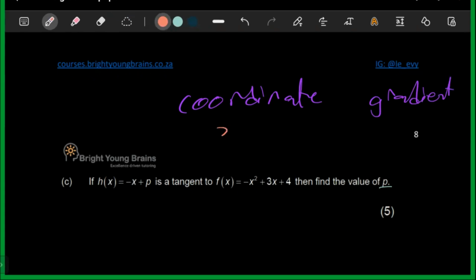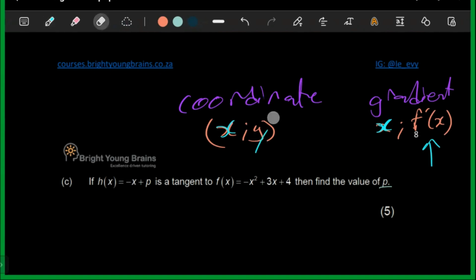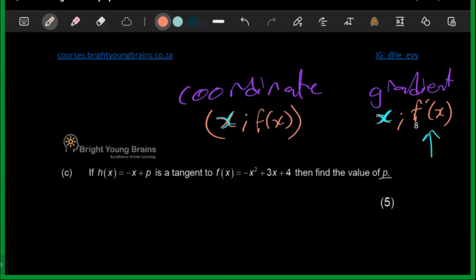A coordinate is an x and a y value. A gradient, we also have an x value and a gradient. So this is like f prime. This is what a tangent and a curve share. Their link is the specific x value where they meet. If you throw that into the gradient equation, it will tell you the gradient at the point of intersection. If you throw that into the coordinate equation, it will tell you the y value at the point of intersection. So be careful of that.